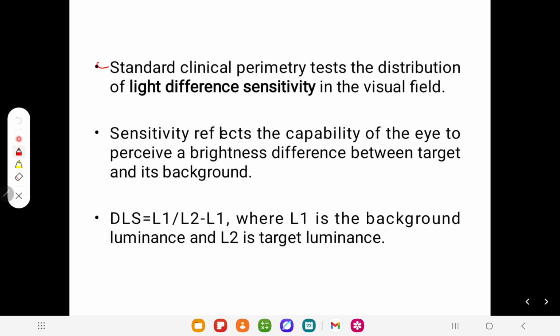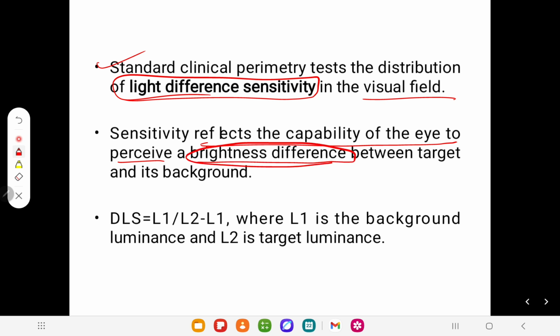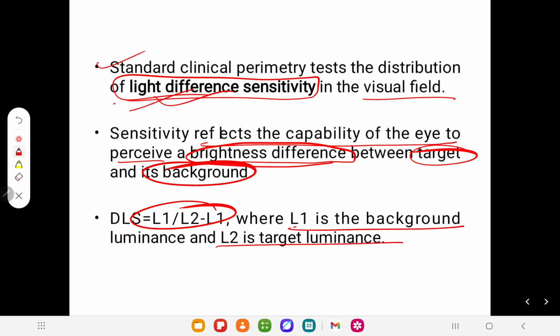So basically, the principle is always light difference sensitivity. In the visual field, what is light difference sensitivity? That sensitivity reflects the capacity of the eye to perceive brightness differential, that is brightness difference, between what? Between the target and its background. That's light difference sensitivity. It is defined as L1 divided by L2 minus L1, where L1 is the background luminance and L2 is the luminance of the target. That is the difference between background luminance and the target.